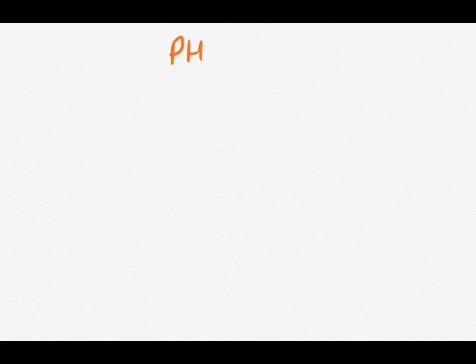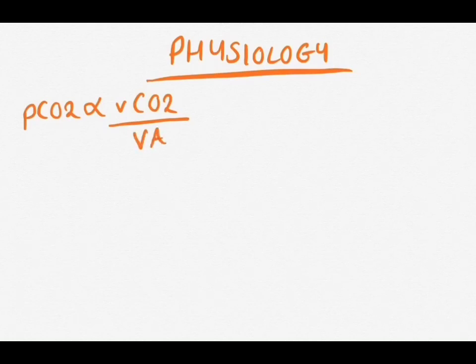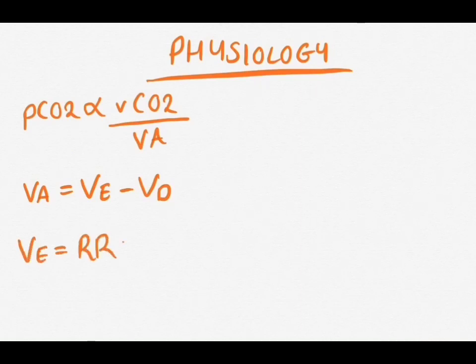To understand type 2 respiratory failure, you need to understand how our body regulates our normal CO2. Our CO2 is directly and inversely proportional to the CO2 that our body produces as a waste product divided by our alveolar ventilation. Alveolar ventilation equals our minute ventilation, take away the amount of dead space we have, and our minute ventilation is equal to our respiratory rate times our tidal volume.